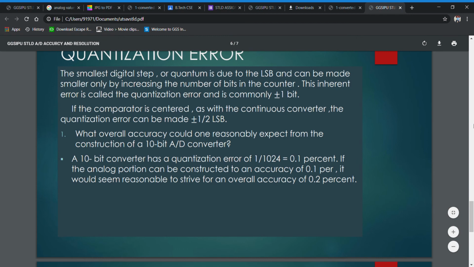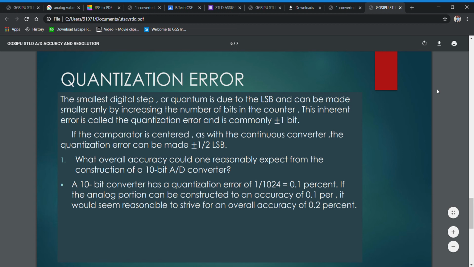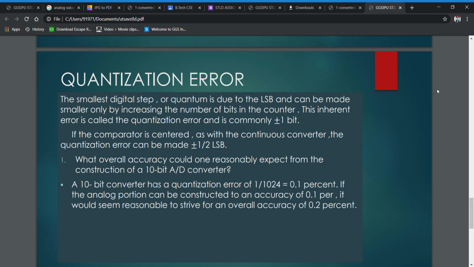So, quantization error is simply the smallest digital step or a quantum, which is due to the least significant bit, and which can be made even smaller by increasing the number of bits in the counter. Basically, we see quantization error on the basis of LSB, and the quantization error can be taken as half of the LSB.